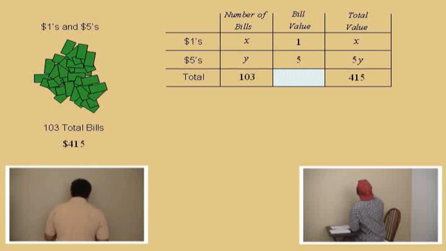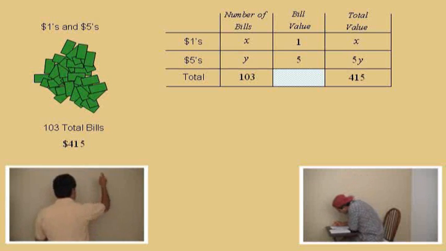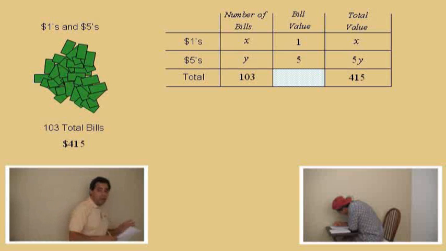$415. $415, that's correct. Now remember, there's no bill value for the total, because there's only a number of bills total and a total value for all the combined bills. So that's why that box is crossed out, just like with the coin problems. Okay, Charlie, now, linear systems, we always had two equations. We need two equations because we have two variables, and with two equations, we can solve for those two variables.